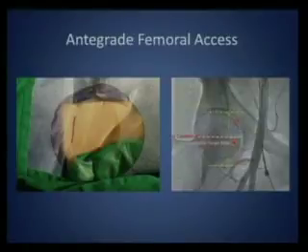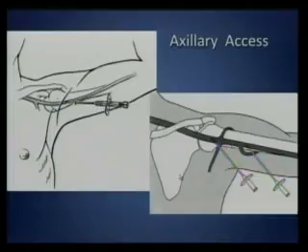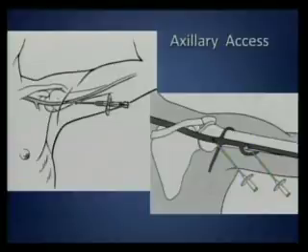So when you're doing a retrograde access, I showed you, this is your target zone. So you make your nick here, anesthesia here, because the needle is going to go up at a 45-degree angle. When you're doing antegrade access, your nick is here, so that your access site is here. This is axillary access. You can have a high axillary access and a low axillary access. You can do it on ultrasound. You can do it just by feel.